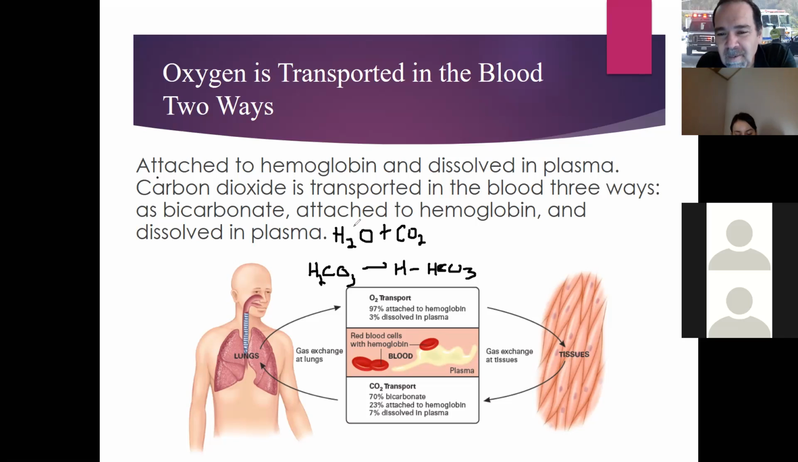Okay, so basically you lose a hydrogen, which now the hydrogen can combine with OHs and become water. So this chemical reaction goes both ways. It can become bicarbonate and go back to carbonic acid and then break down into water and CO2.